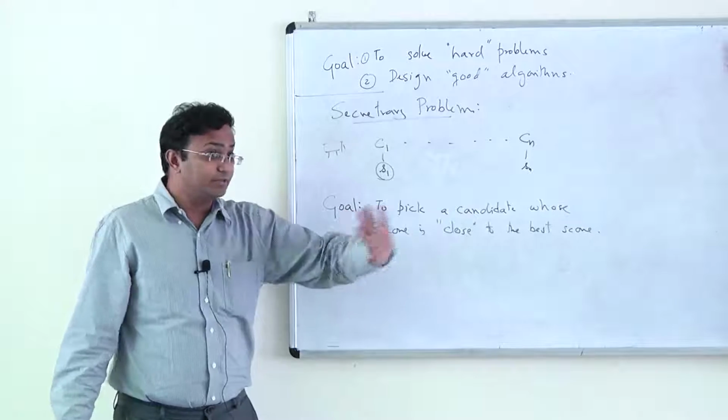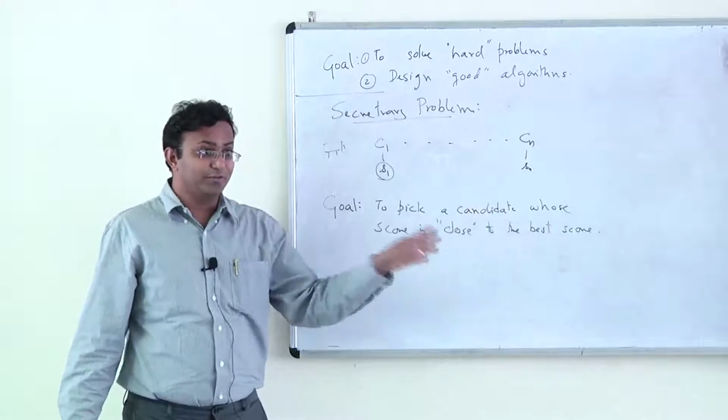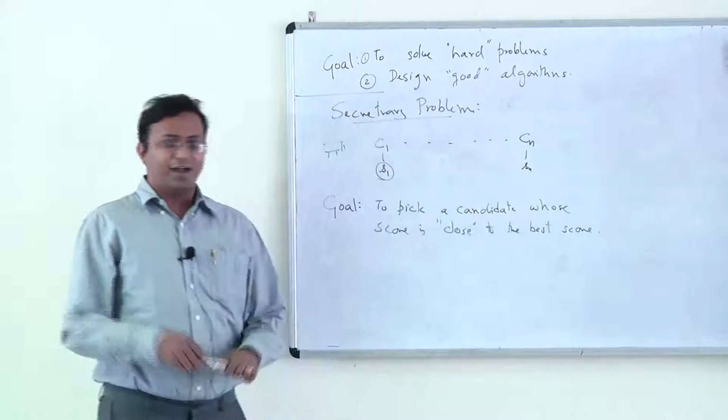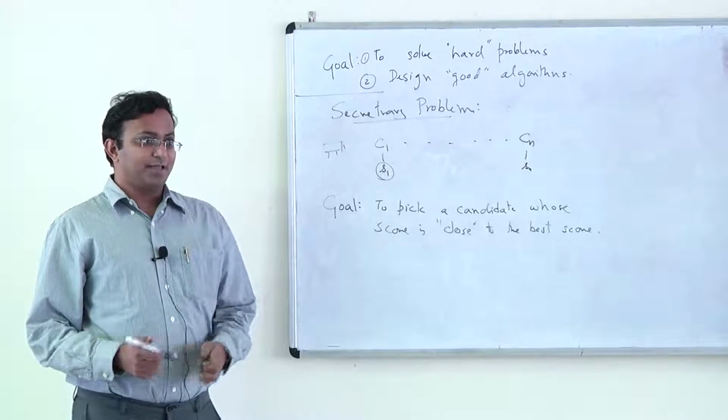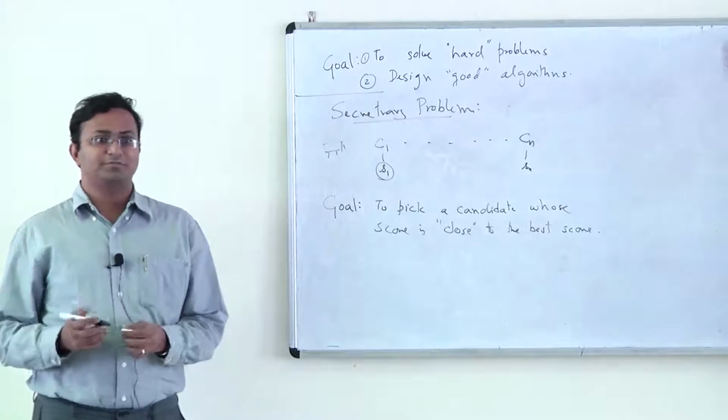I don't know what the best score is, by the way. If I knew the best score, then game over. I don't know the best score because I don't know the candidate scores. And I have to do that. How do I do it?